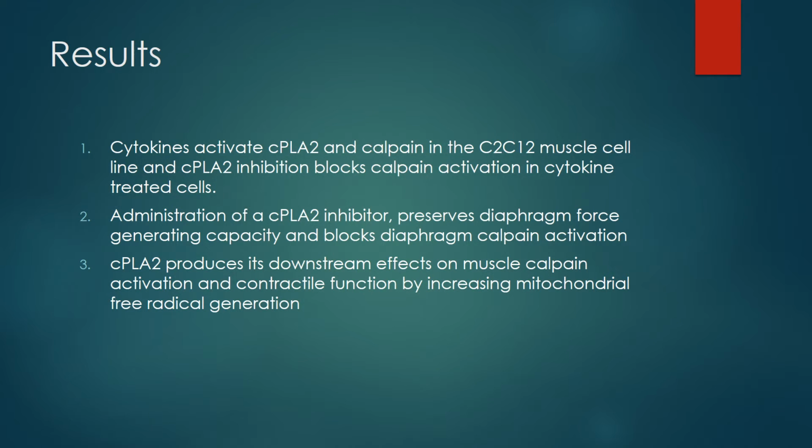The overall results of the paper were that, 1. Cytokines activate CPLA2 and calpain in the C2C12 muscle cell line, and CPLA2 inhibition blocks calpain activation in cytokine-treated cells. 2. Administration of a CPLA2 inhibitor preserves diaphragm force-generating capacity and blocks diaphragm calpain activation. And finally, 3. CPLA2 produces its downstream effects on muscle calpain activation and contractile function by increasing mitochondrial free radical generation.